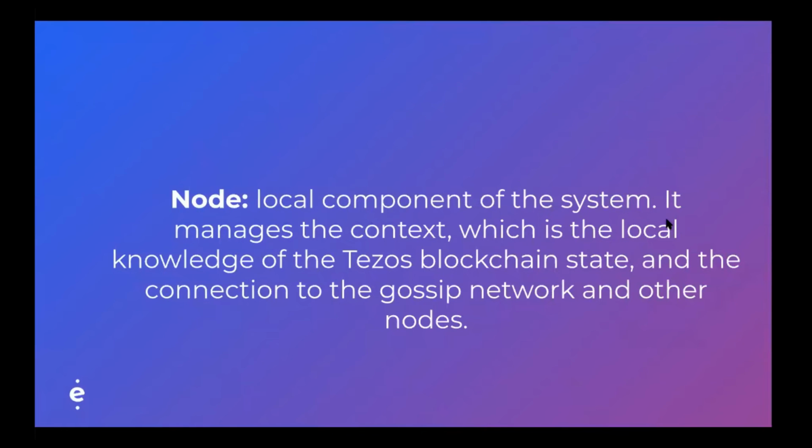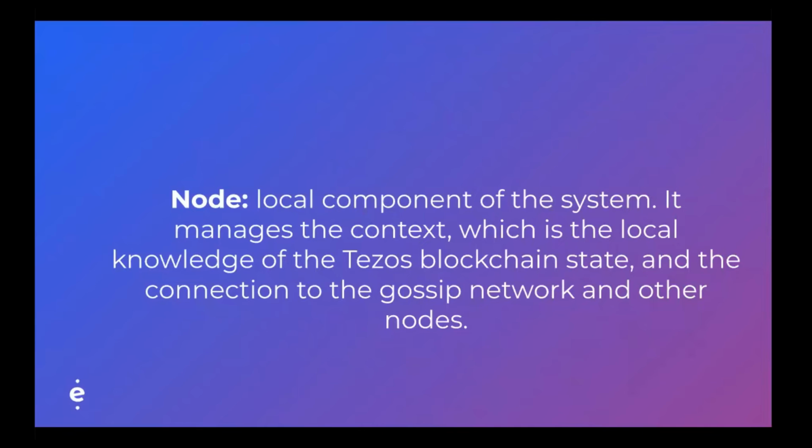The node is just a local component. It's you and I on the system. It has a local knowledge of what's going on in the blockchain. It has a connection to the Gossip network. Gossip network only means here how we communicate that new blocks are being created and new history is being created, and this is the current state of the blockchain.